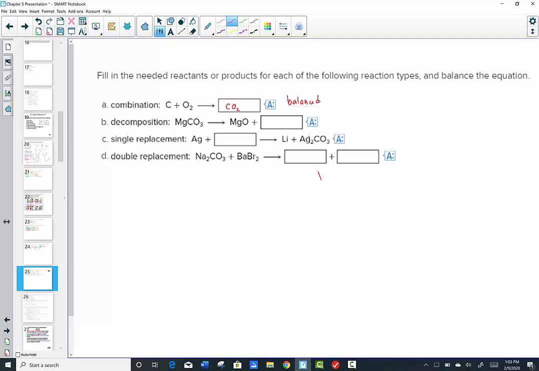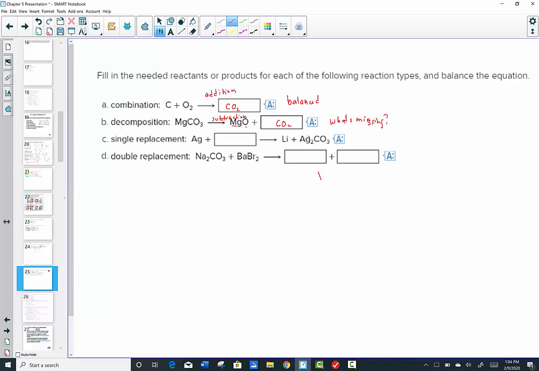Now, letter B is a decomp, MgCO3. When it decomposes, I've accounted for the magnesium and one of the 3 oxygens. What's missing? I ask myself, what's missing? I have a carbon and 2 oxygens that are missing. That's carbon dioxide. So it's like a subtraction problem. Think of this as an addition problem, and think of this as a subtraction problem.